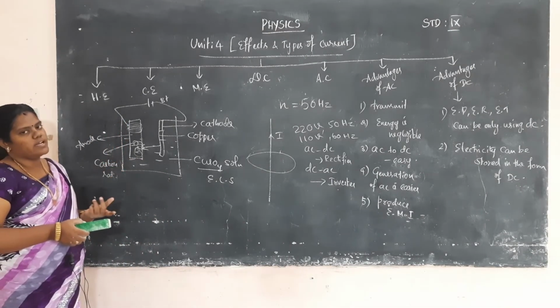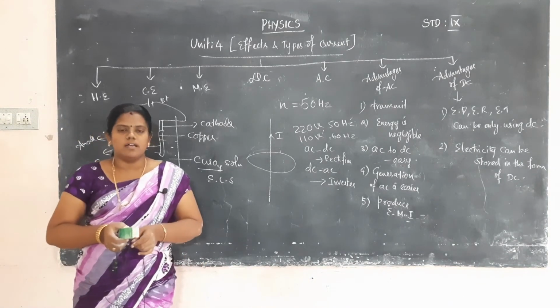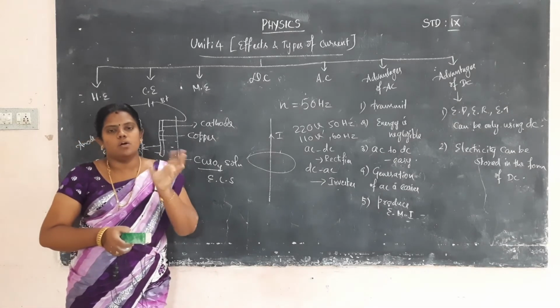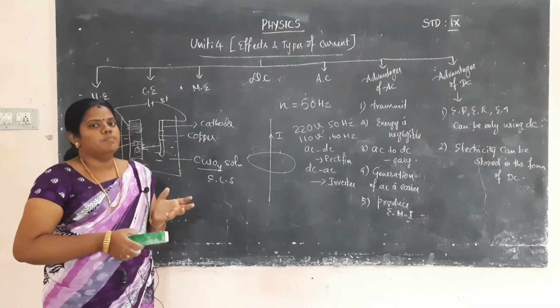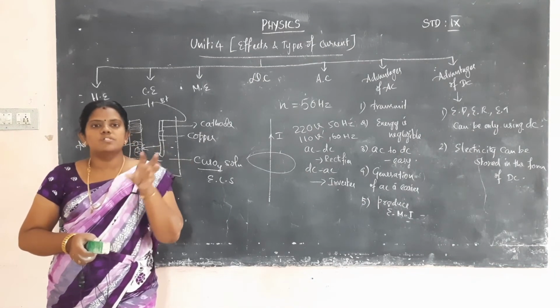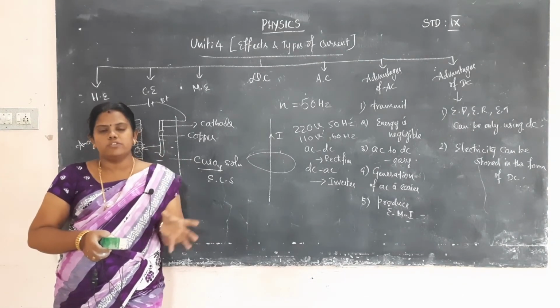Chemical effect of current means the current is passed through a chemical liquid or chemical substance, and it is decomposed into its own ions. That process is called electrolysis. Two electrodes are used in the chemical effect of current, called the anode and the cathode.